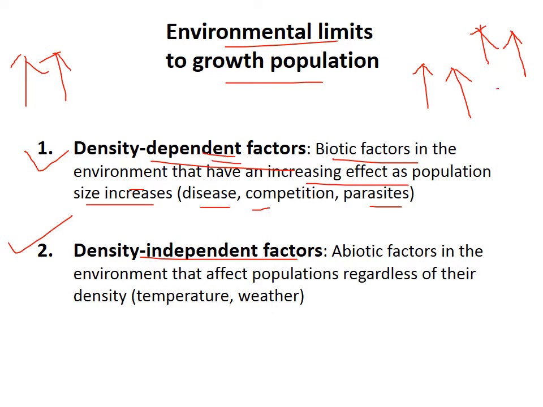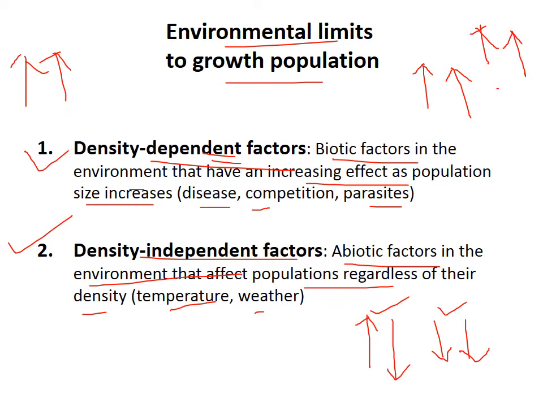On the other hand, the independent factor is an abiotic factor of the environment that affects the population regardless of their density, like temperature and weather. If the temperature is increasing in a region, like in a desert region, the population will also decline. If the temperature is very low, like in the Arctic region, the population also declines. So whether the temperature increases or decreases, the population decreases. So this does not depend on density. So this is the independent factor.